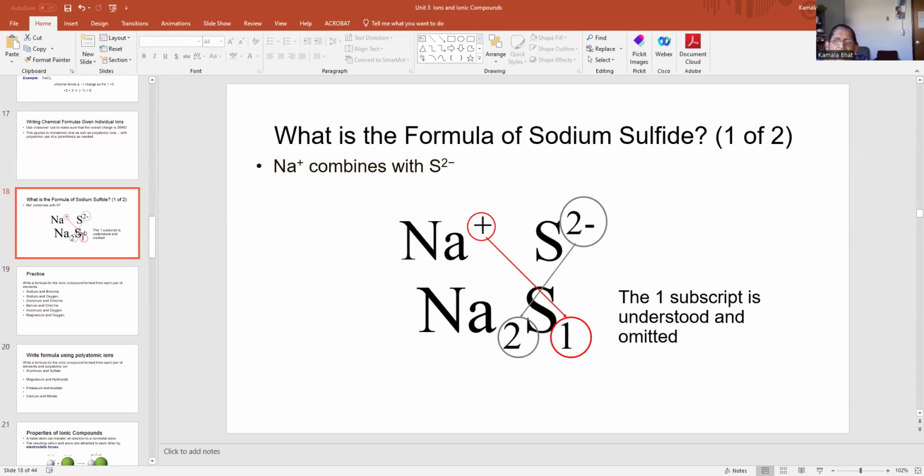So, how to write the formula of sodium sulfide. Sodium has +1 and it combines with sulfur, which has a -2 charge. So what we do is we take the positive charge of sodium, which is 1, and write it for sulfur, cross-multiply it. And the negative charge, the number 2, goes to sodium. So the charges are not written, but only the numbers are transferred.